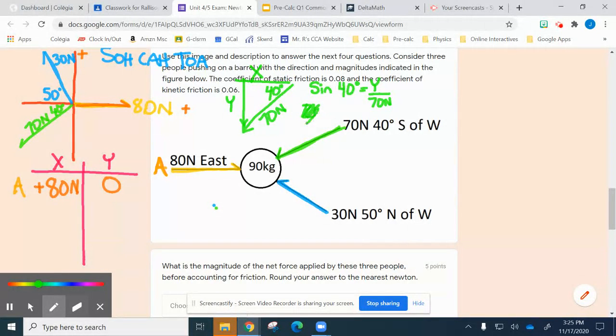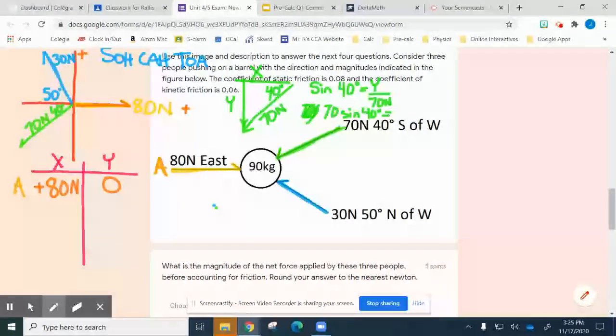That's just going to be 70 times the sine of 40 degrees, which is going to give us our y leg. 70 times the sine of 40 degrees. And so our y leg is going to be 45 newtons. It is newtons, that's what we're doing.